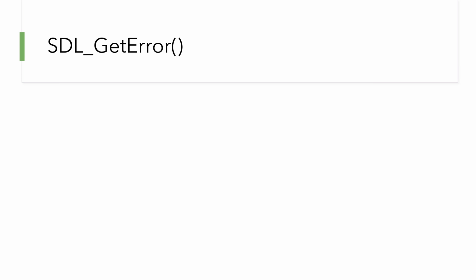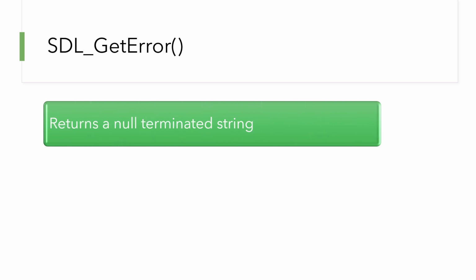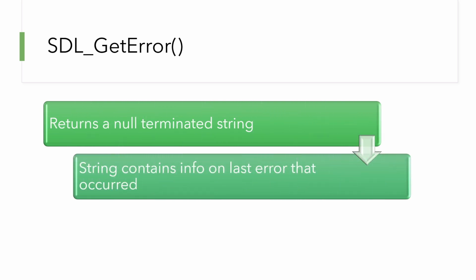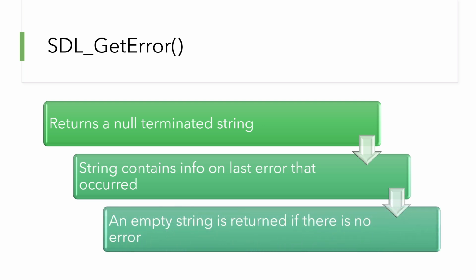Now moving on to the next function, SDL Get Error. This is the error reporting function of the library, and of course it's going to return a string. Now this string contains what? It is the last error that occurred. Since this function only reports on the last error that occurred, it's important that we call SDL Get Error after every function that we need to check success or failure of. Now if the string is an empty string, of course that denotes that there is no error.